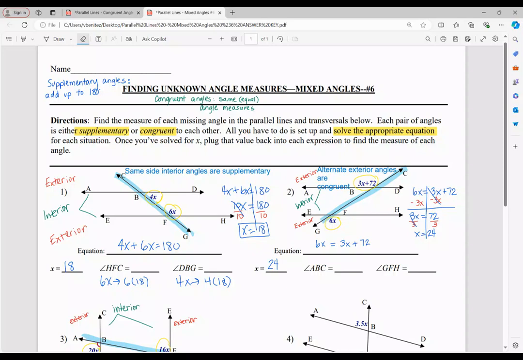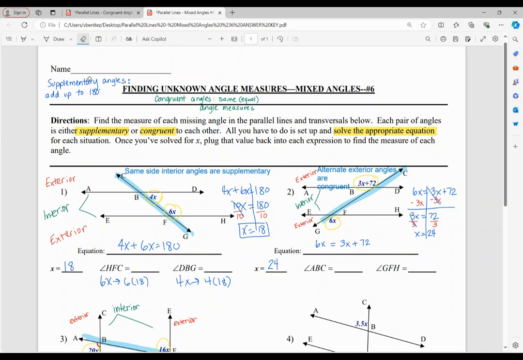Okay, for these parallel lines cut by a transversal, the previous video had all congruent angles. This is mixed angles. So some of the angles are going to be supplementary, while other angles will be congruent. We need to determine their relationship to set up the appropriate equation and solve for x.